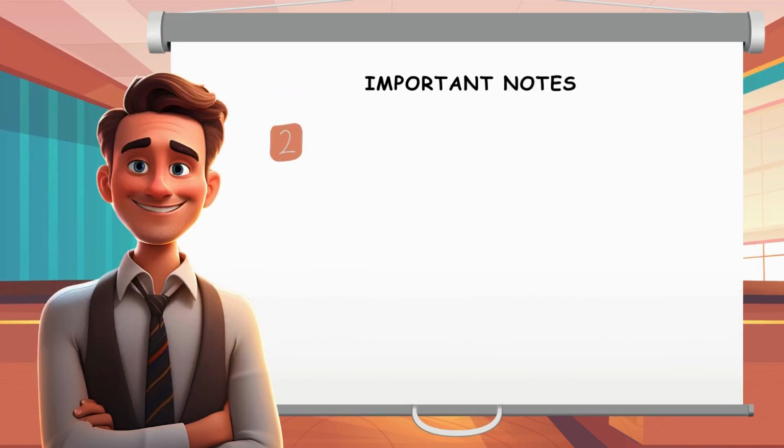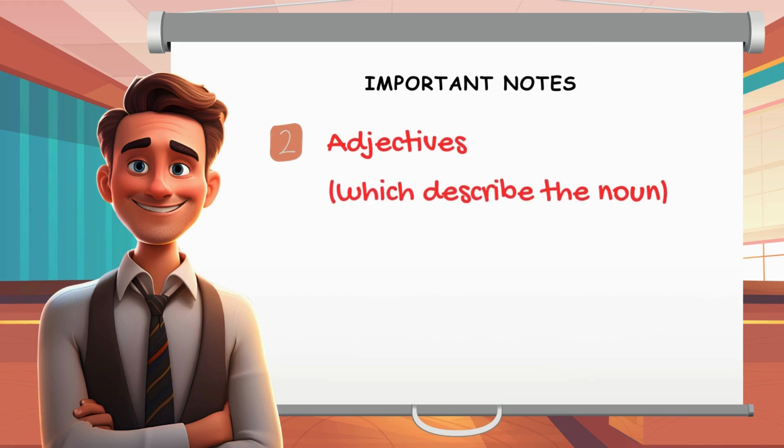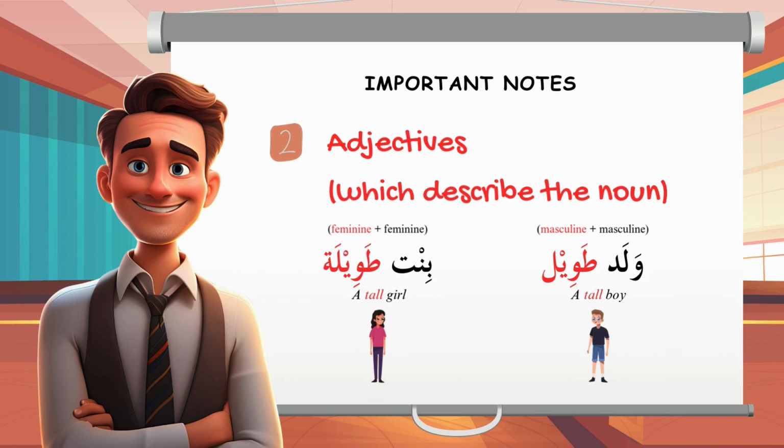Number 2. Adjectives, which describe the noun. For example, ولد طويل, a tall boy, بنت طويلة, a tall girl. Notice how طويل becomes طويلة to match the girl's gender.